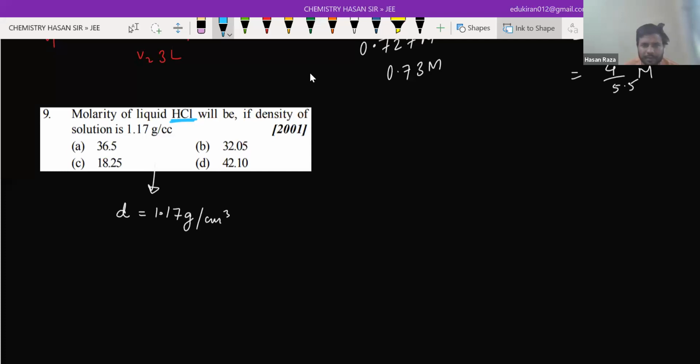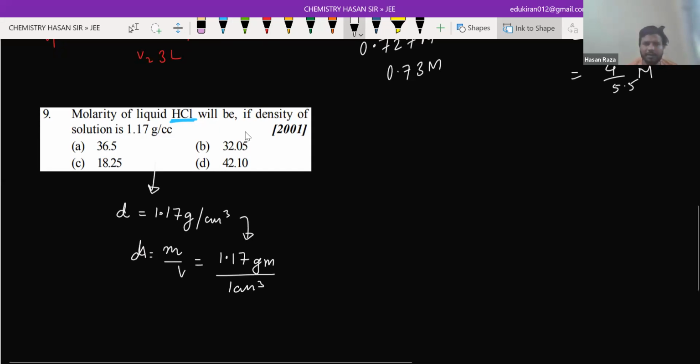I'll just check it, Madiha. I think you are right. Now see, density is equal to mass upon volume. And you are going to write it as 1.17 gram upon 1 centimeter cube. Can I write this as this? Because you know that gram is the unit of mass.